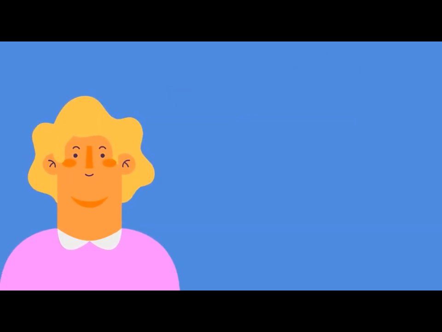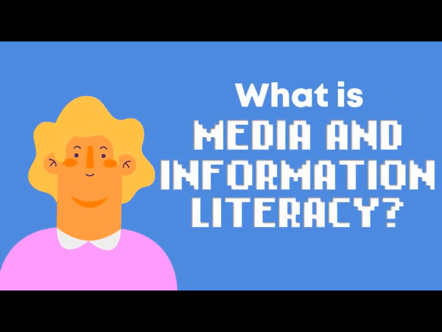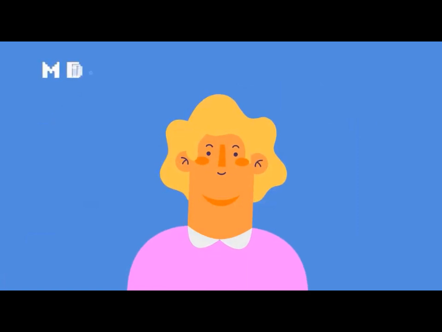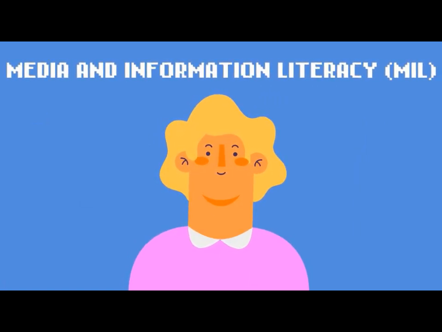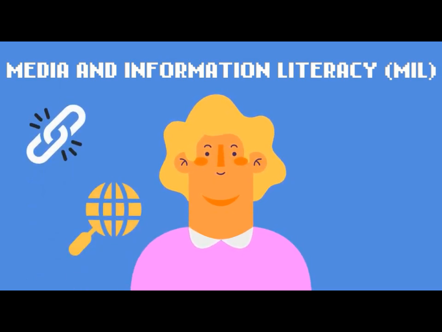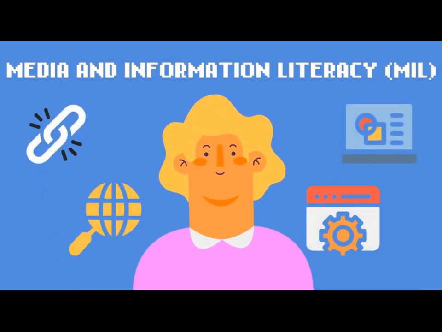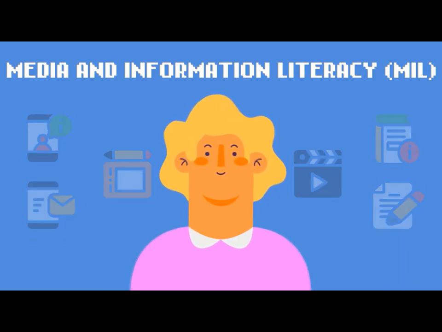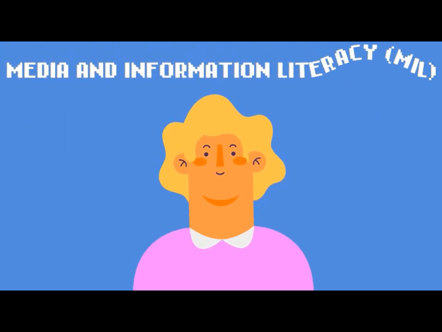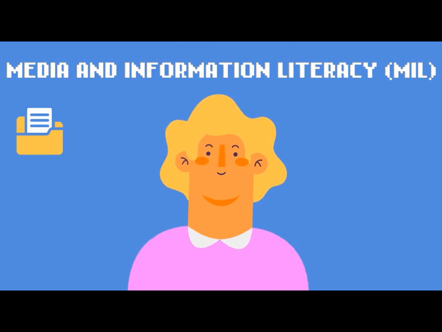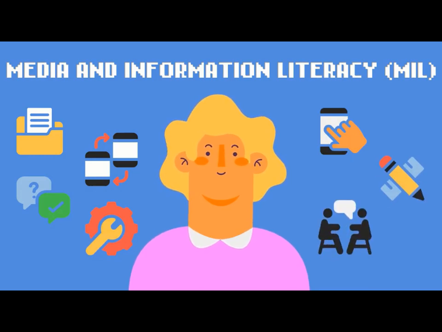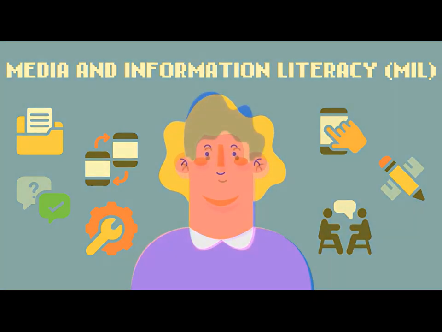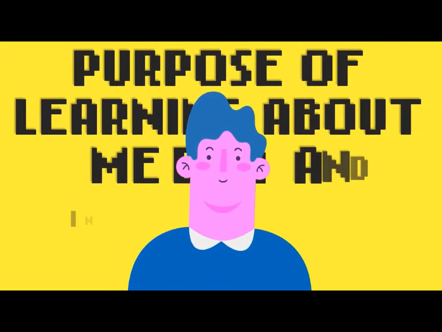Now that the important terms are defined, let's answer the question: what is media and information literacy? Media and information literacy, or MIL, is the ability to access, analyze, evaluate, and create media. It is linked to access to information, free expression, and education. Media and information literacy empowers individuals to access, retrieve, understand, evaluate, use, create, and share information and media contents in all formats. Purpose of learning about media and information literacy.